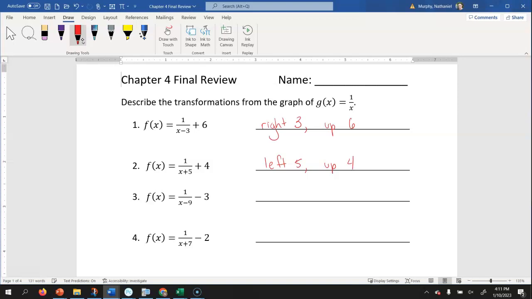Number 3, the x minus 9 implies that it's going to move to the right 9 units, and the minus 3 means now it's going to go down 3 units. And lastly, for this little section, the x plus 7 means it's moving to the left 7 units, and the minus 2 means it's moving down 2.